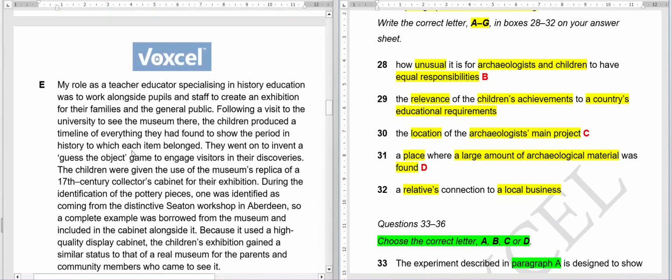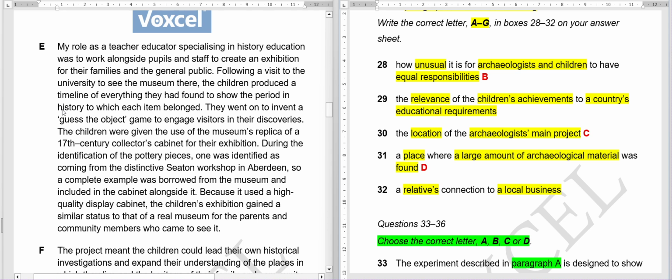Moving on, E paragraph. My role as a teacher educator specializing in history education was to work alongside pupils and staff to create an exhibition for families and the general public. Now, my role, the writer, the first person, as a teacher educator, and he or she is a specialist in history education, was to work. So what was the main role? Was to work alongside pupils, students, and staff to create an exhibition for families and the general public. So now there's something about an exhibition.